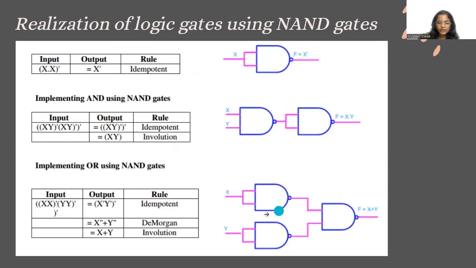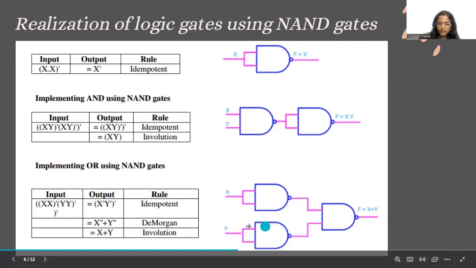Implementing OR using NAND gates. In this NAND gate, we give X as the input value, which will give us X bar. And in this NAND gate, we give Y as the input value, which will give us Y bar. So X bar and Y bar will be the input values for this NAND gate, which will give us the function F equals X plus Y.